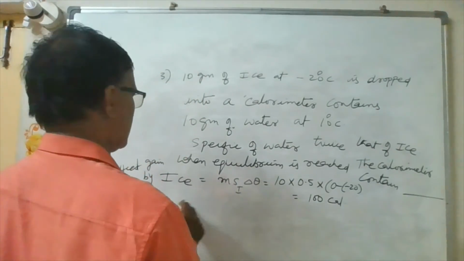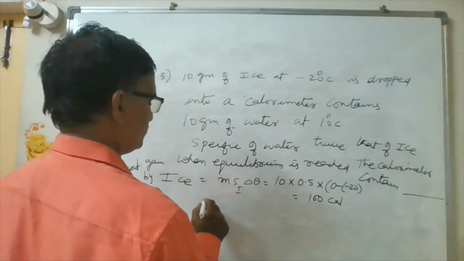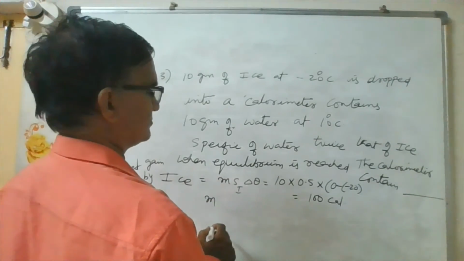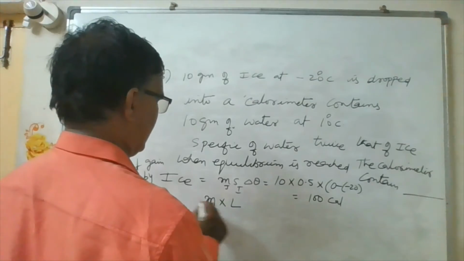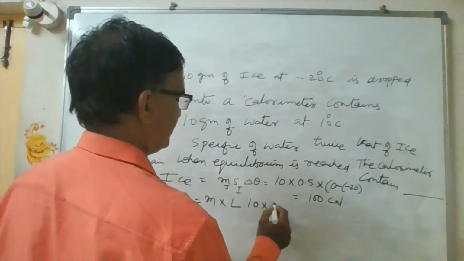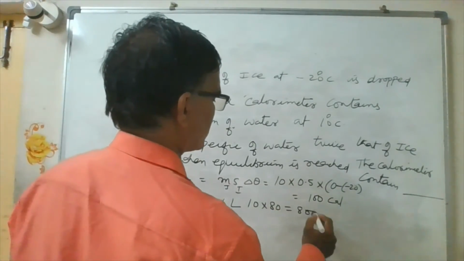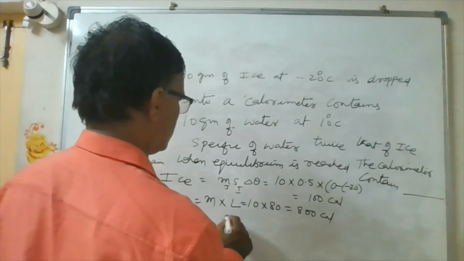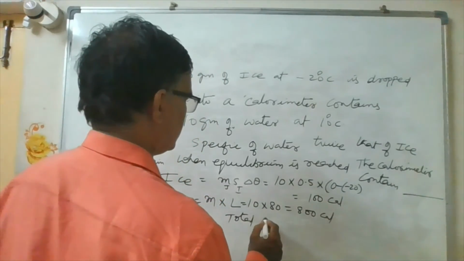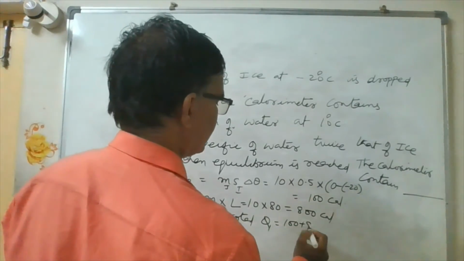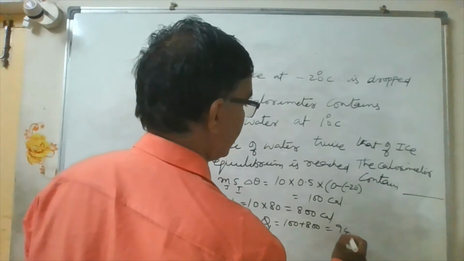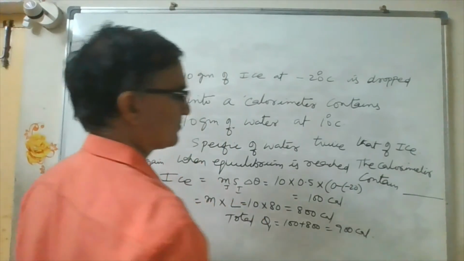Plus, to convert ice to water, you require mL, that is 10 into 80, which is 800 calories. So the total heat required, Q1, is 100 plus 800, here 900 calories.